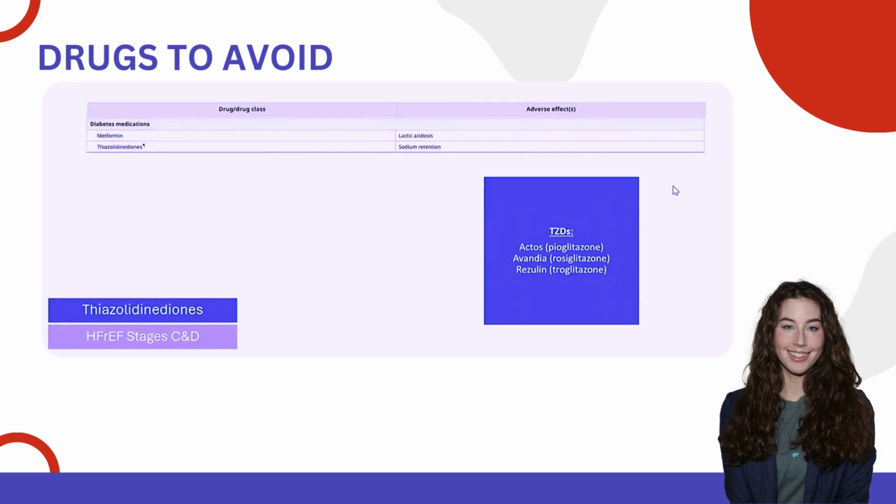The TZDs are the ones that end in glitazones. They can cause sodium retention and fluid retention and can worsen clinical symptoms, so you want to avoid those if you can.